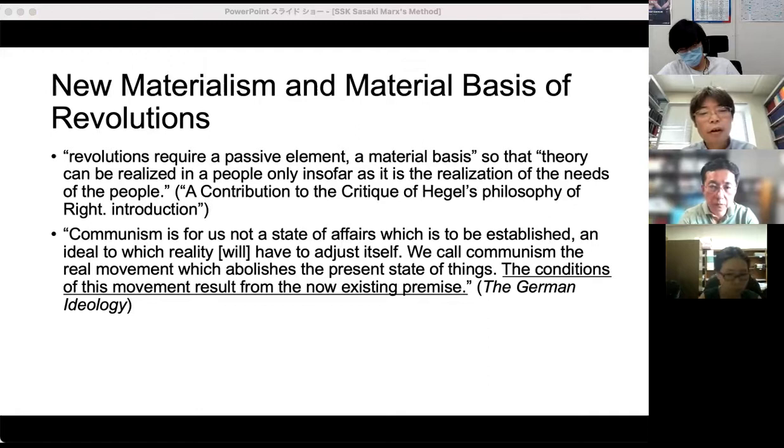The condition of this, that is, a communist movement, results from the now existing premise.